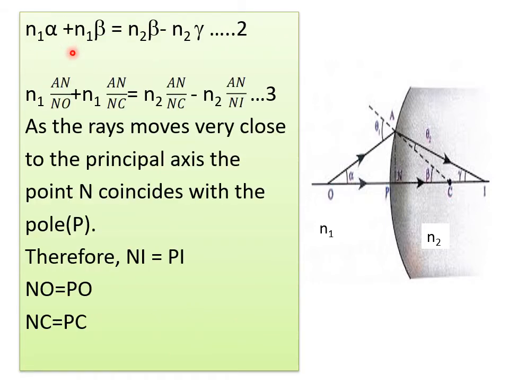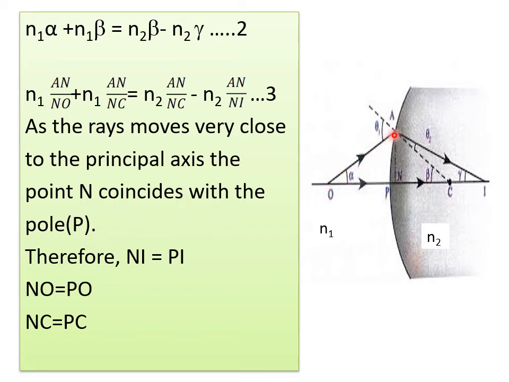So taking equation 2 again, children: N1 alpha plus N1 beta is equal to N2 beta minus N2 gamma. Now I am going to substitute alpha, beta, gamma in this. N1 AN by NO, N1 AN by NC, we have already done. N2 is equal to AN by NC minus N2 AN by NI, that is equation 3, remember. And one more point you have to remember: as the rays move very close to the principal axis, the point N coincides with the P.